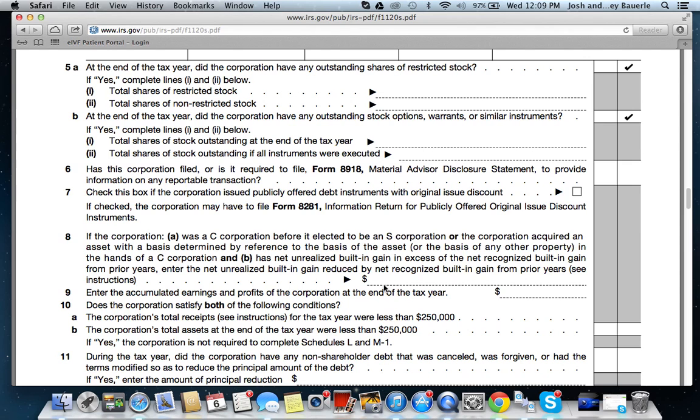Box 7. Check this box if the corporation issued publicly offered debt instruments with original issue discount. Not going to apply to you guys. Don't check it. 8. If the corporation was a C corporation before it elected to be an S corporation, or the corporation acquired an asset with a basis determined by reference to the basis of the asset in the hands of a C corporation and has net unrealized built-in gain. Okay, so I'm going to stop reading here. If this applies to you, don't do this yourself. Basically what it's saying is if you were a C corporation before and you had built-in earnings, you're going to have to do something special on this tax return. So if this applies to you, go see a CPA. Do not do this yourself.